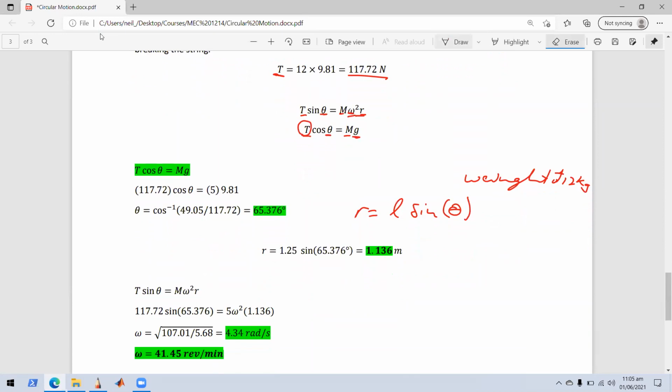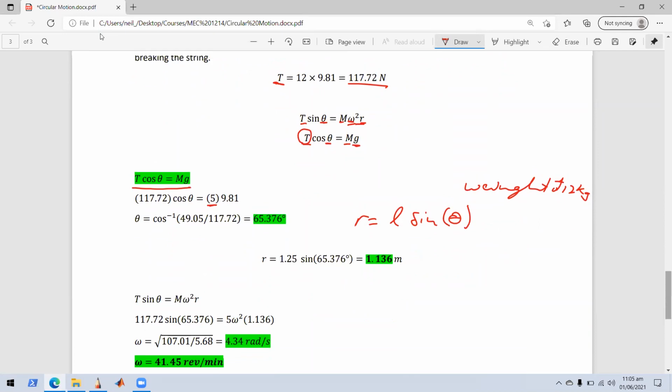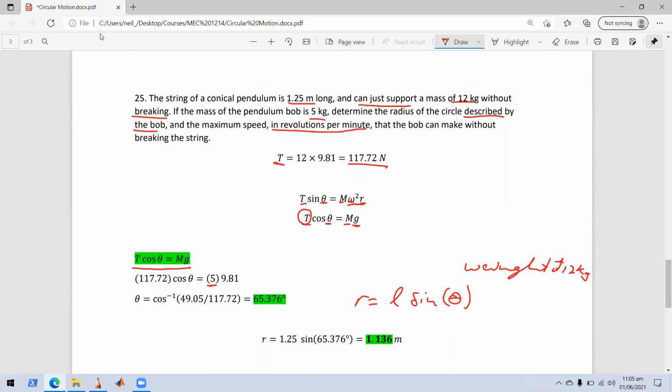So T cosine theta is equal to mg. The mass is 5 kg. That's what it said in the question: the mass of the pendulum bob is 5 kg. Times g, gravitational constant 9.81. Solving for theta, we get theta is equal to cosine inverse of 5 times 9.81 divided by 117.72. Plug this into a calculator, you should get theta is equal to 65.376 degrees.